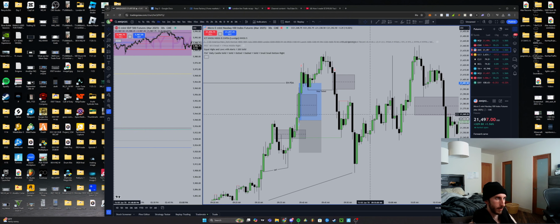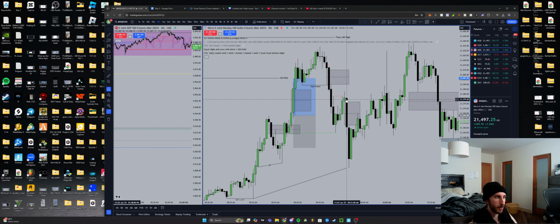That's your gap. Right here again, bottom wick of the first candle, top wick of the third candle. It doesn't need to be the same color. As long as it's a three candle sequence with wicks not overlapping, meaning we don't want to see something like this.